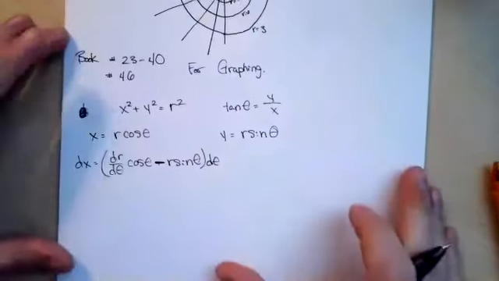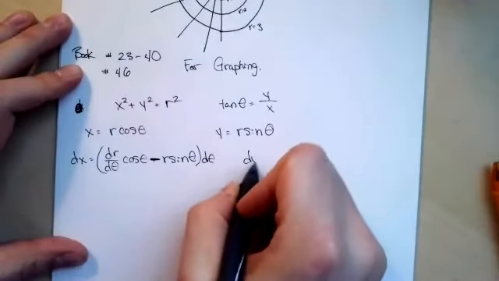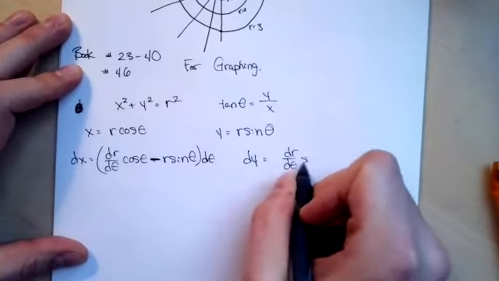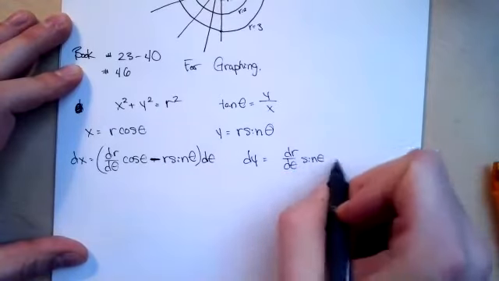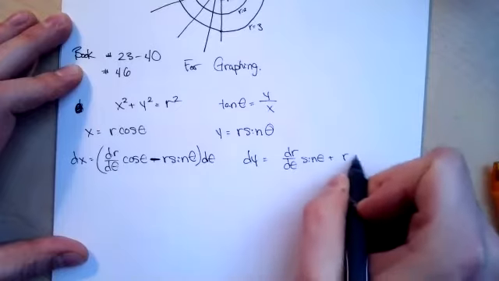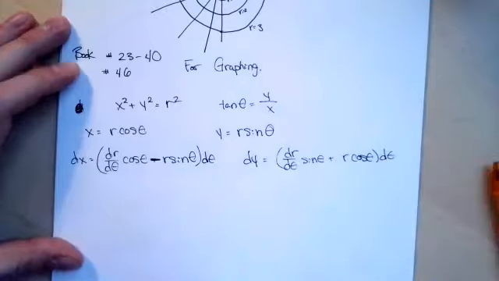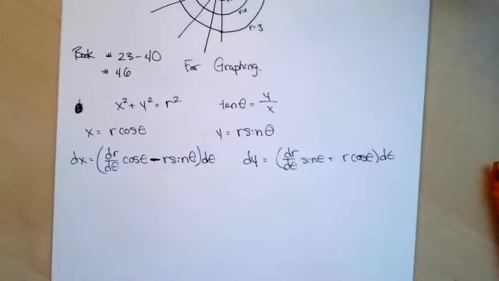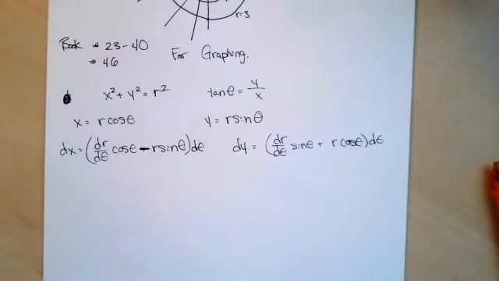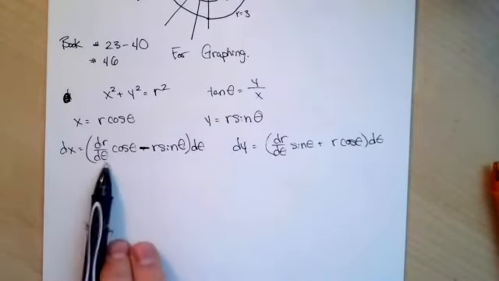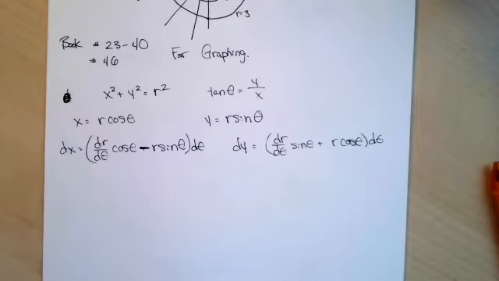And then likewise for y, our dy is going to be dr d theta sine theta plus r cosine theta, and then all of that times d theta. So it's just a little bit more in terms of the differential computations than a typical trig sub, mainly because we don't have just constants here. R is a function, so we've got to mind the chain or the product rule there.